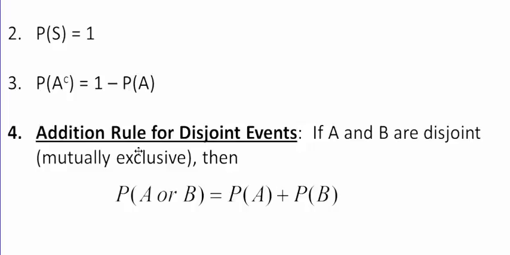One thing to note is I also have this term, mutually exclusive. That is synonymous with disjoint. They mean the exact same thing, so I will use them interchangeably, mutually exclusive or disjoint. You need to know both terms and that they are the exact same thing.